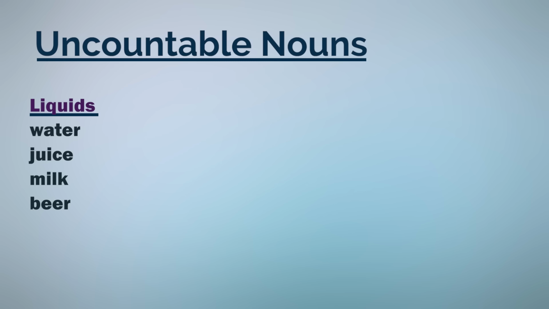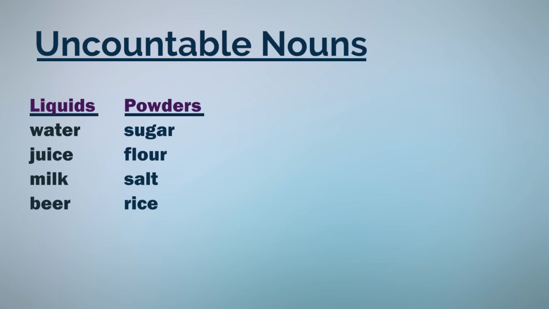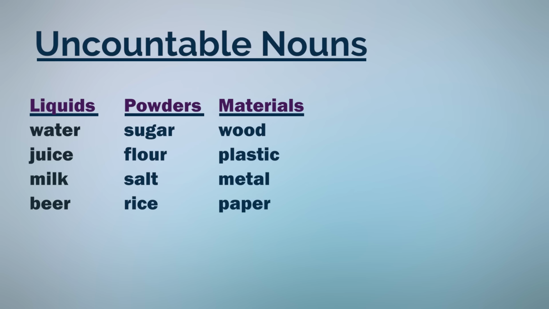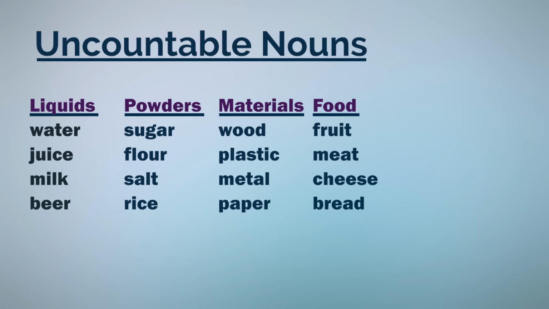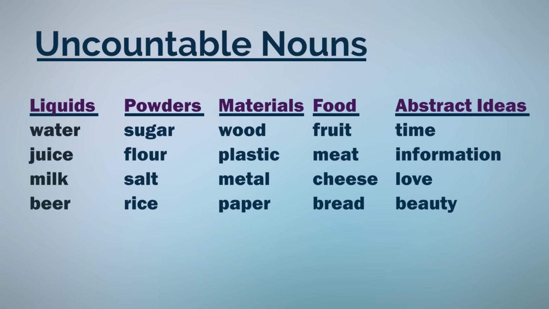Powders: sugar, flour, salt, rice. Uncountable words as well: materials such as wood, plastic, metal or paper. Food as well, like fruit, meat, cheese and bread. And finally, abstract ideas like time, information, love and beauty.